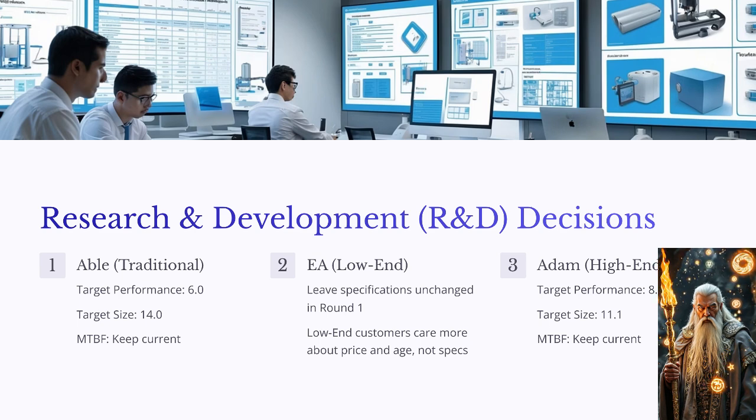Small Blue Diamond, product Adam, high-end segment: target performance 8.9, target size 11.1, MTBF. Keep current. We aim to stay within the ideal high-end segment circle while avoiding overinvestment in unnecessary reliability. Small Blue Diamond, product AF, performance segment: target performance 10.3, target size 14.7, MTBF. Keep unchanged. High performance is essential here. Notice we're not increasing MTBF yet, we'll manage costs for now.